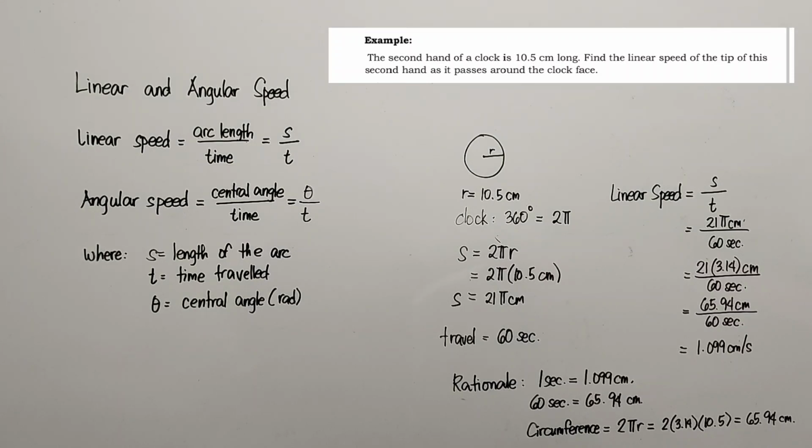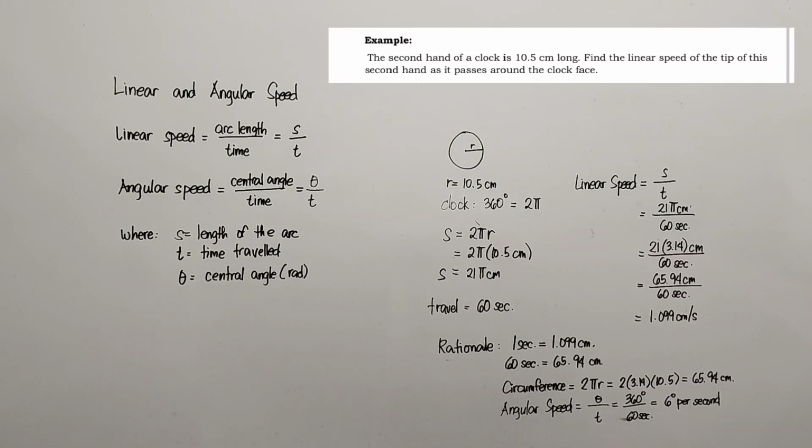Let us also try to involve the angular speed in this problem. For our angular speed, substitute the degrees, 360 degrees all over 60 seconds. The result is 6 degrees per second. So meaning to say, the second hand of the clock can travel an angle of 6 degrees per second. If that hand will travel the complete rotation, it can have 360 degrees in all.